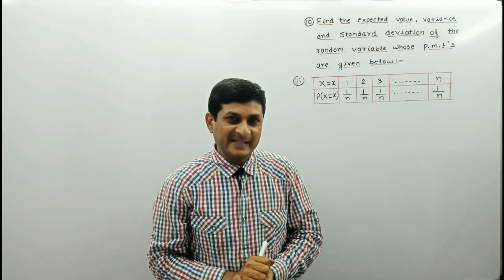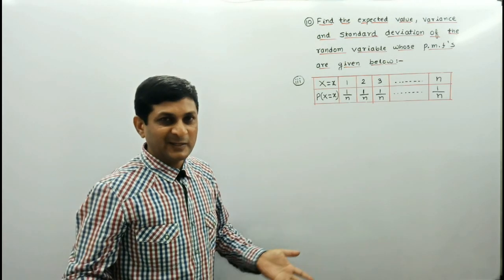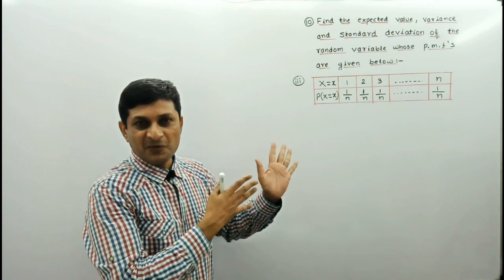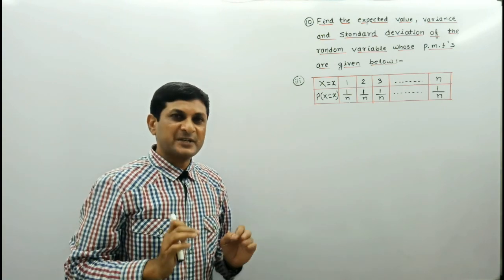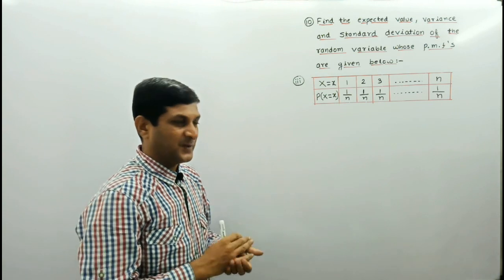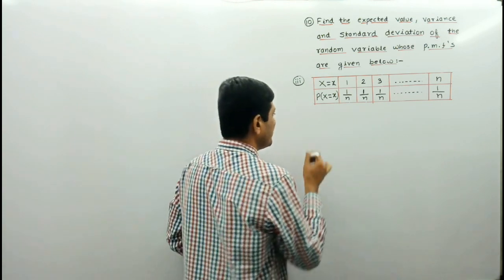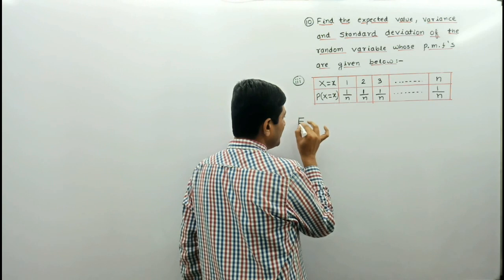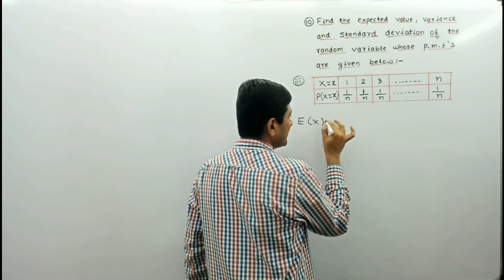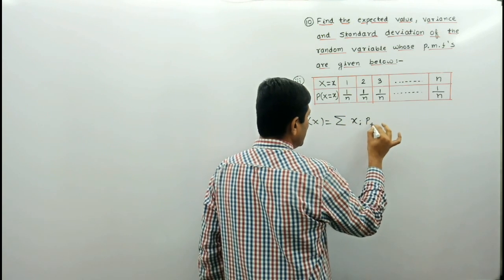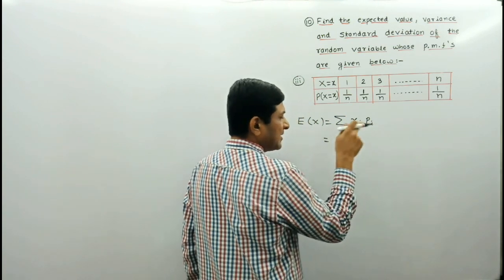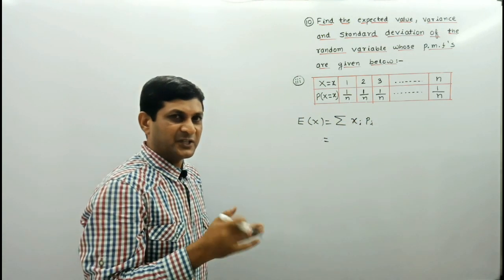Now see the third example from question number 10. Here also we are finding the same E of x, V of x and standard deviation. Probability mass function of discrete random variable x is given to us. So let us begin with the first required value, that is E of x. What is the formula to find E of x? E of x is equal to summation xi into pi, meaning the sum of product of the value of the random variable with its probability.